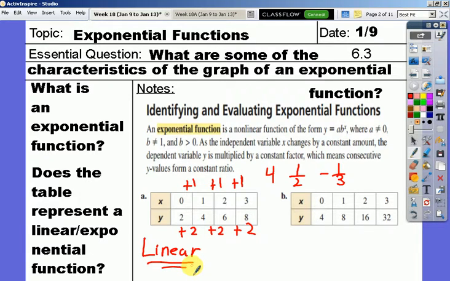Now the second one, how are my x's changing from point to point? Going up by 1. How are my y's changing? They're doubling, right? So I'm multiplying by 2, so what's my constant ratio? 2, right? 2 over 1 or 2. Okay, so this is exponential. And it's exponential again because you are multiplying by a constant value. Do you have any questions about that?